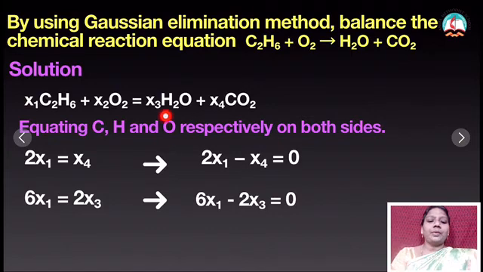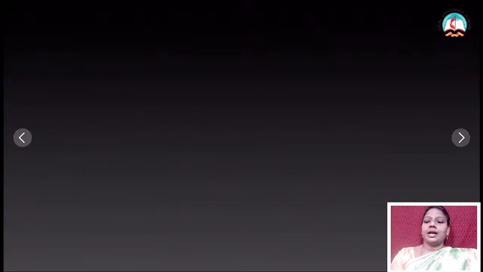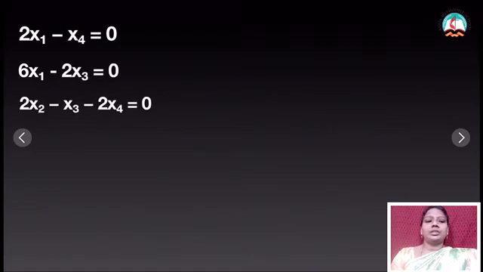Okay, now we are going to equate oxygen. If I am equating oxygen, 2 times of x2 is equal to, there are two values here, so x3 plus 2x4. Okay, so we are converting this as an equation. Now we get three equations. Again, we are going to form it as an augmented matrix. So the equations are like this.